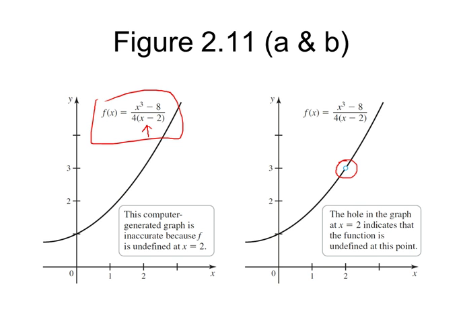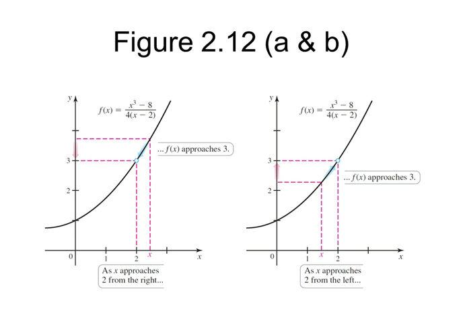Now what the calculator is doing, or what the computer is doing, is it's looking at the limit. It's looking at the right-handed limit. As we come from the right, f of x approaches 3.